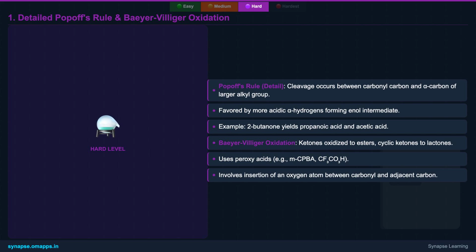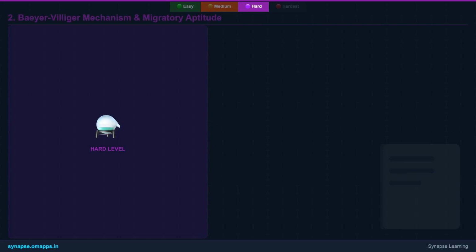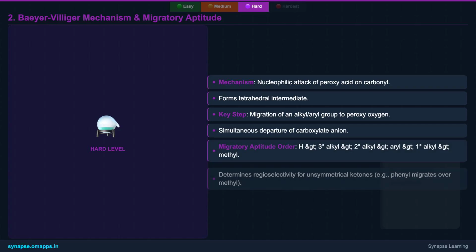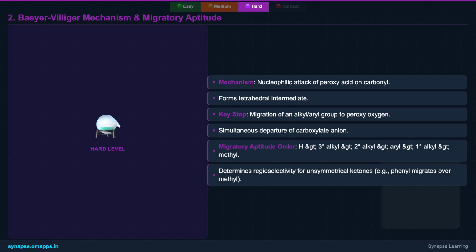However, a more sophisticated oxidation of ketones is the Baeyer-Villiger oxidation. Here, ketones are converted into esters and cyclic ketones into lactones using peroxy acids. This reaction is unique because an oxygen atom is inserted directly into the carbon chain, a fascinating transformation that expands our synthetic toolkit. The Baeyer-Villiger oxidation mechanism is key to understanding its regioselectivity.